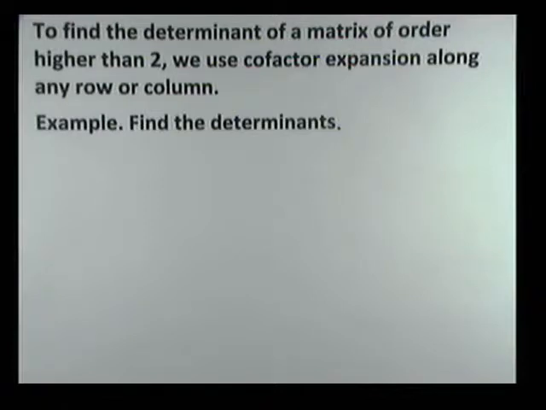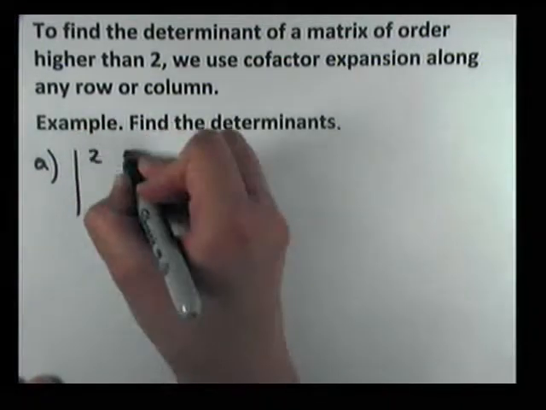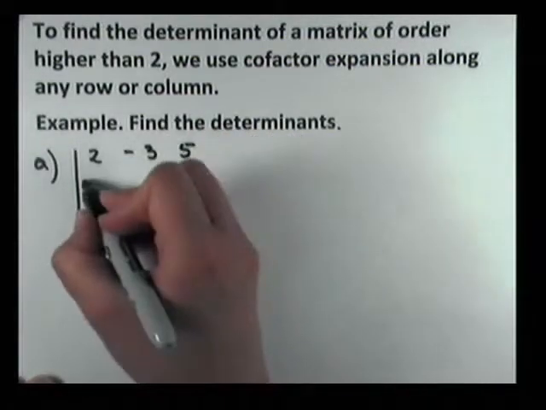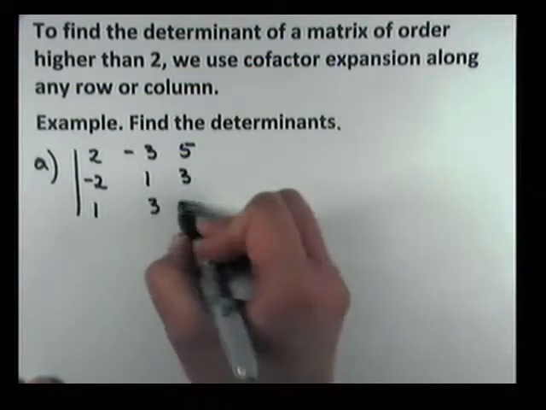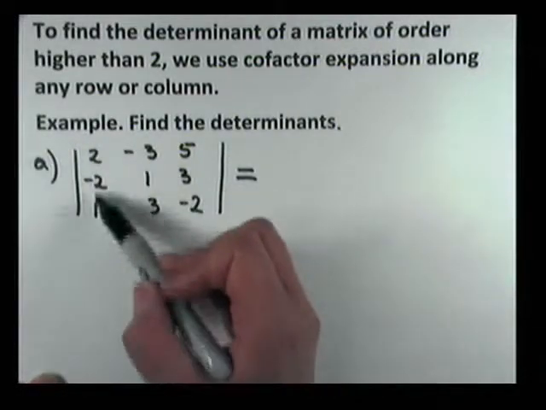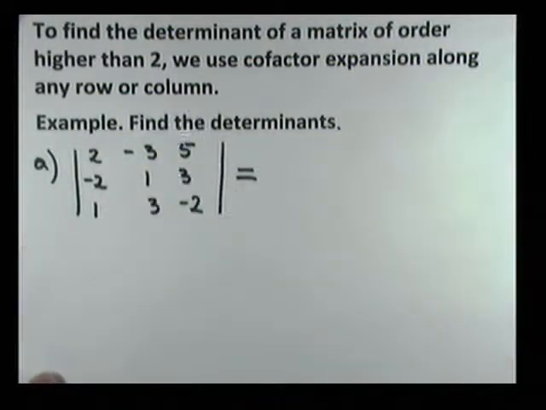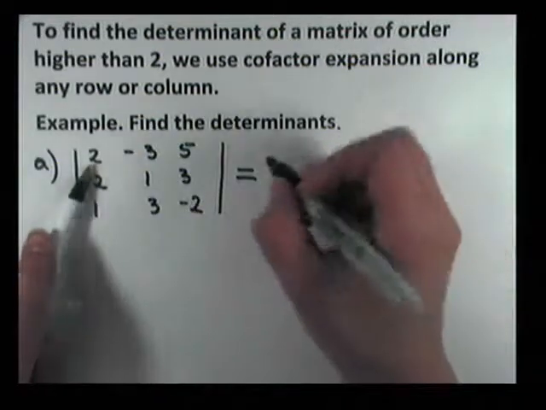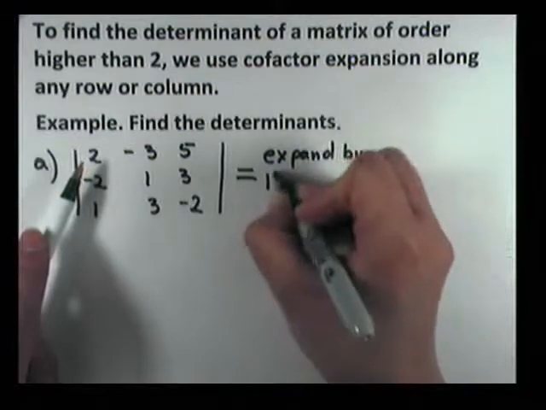So we have an example: find the determinant of A. We have the determinant of 2, minus 3, 5, minus 2, 1, 3, and then 1, 3, and minus 2. I would like to expand by the first column, let's say. It doesn't matter. First column, first row, second, any column or any row. So to expand by the first column, this would be equal to expand by first column.